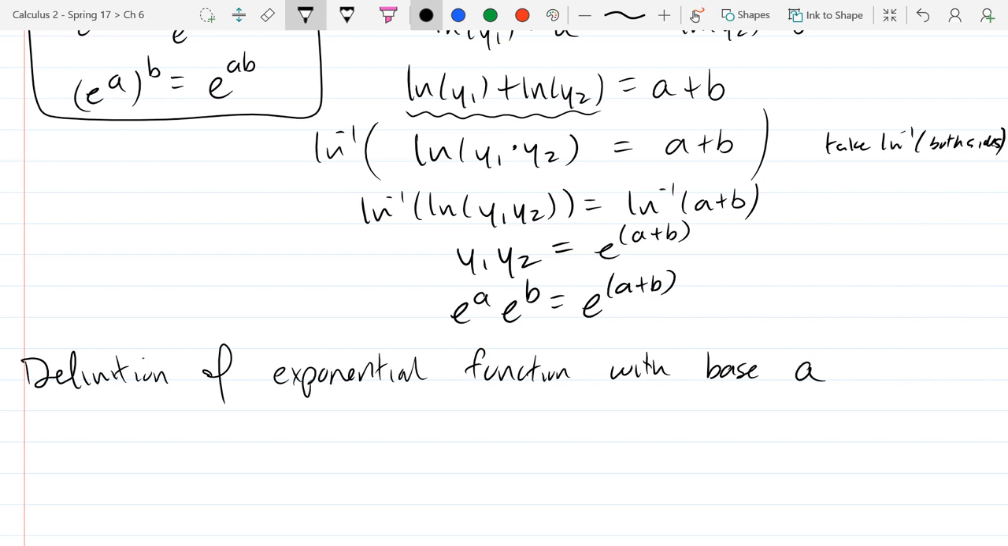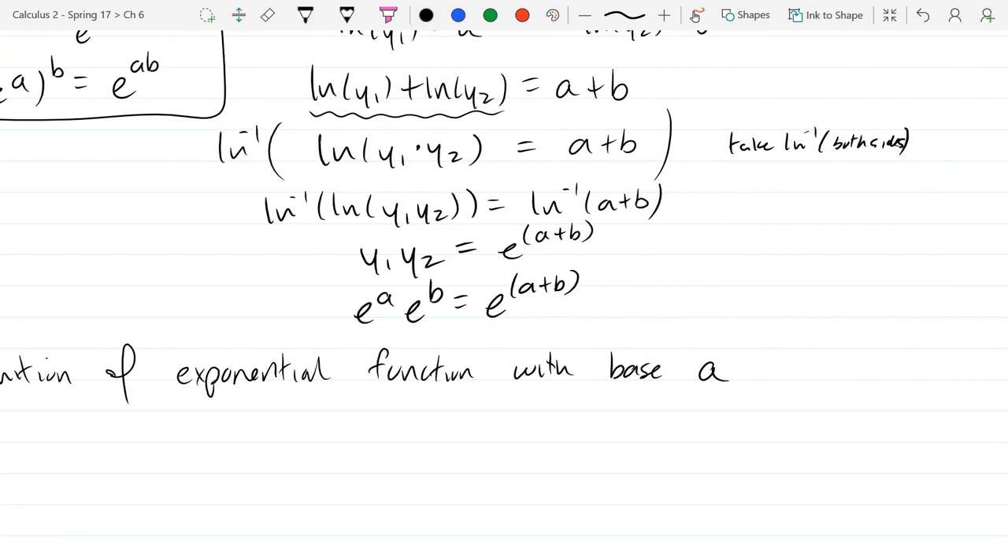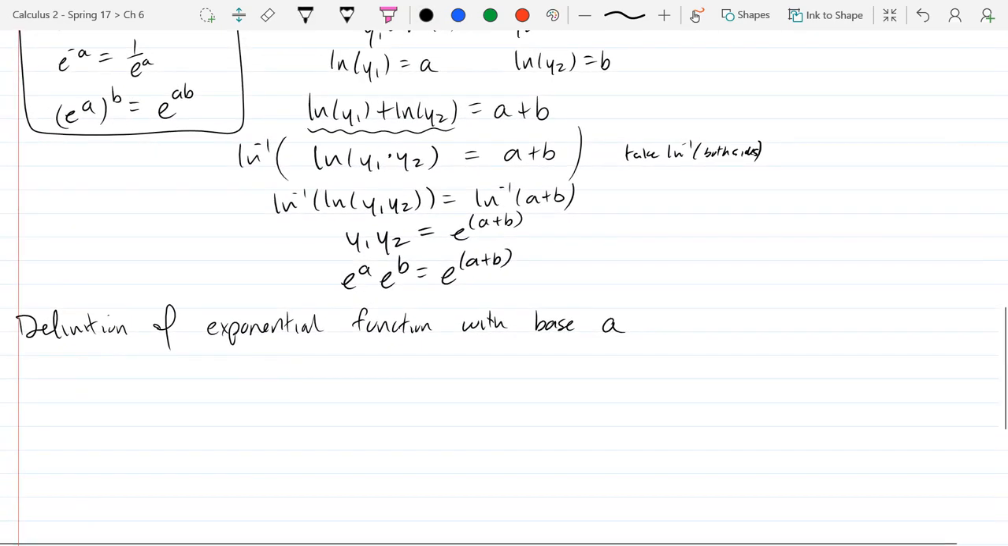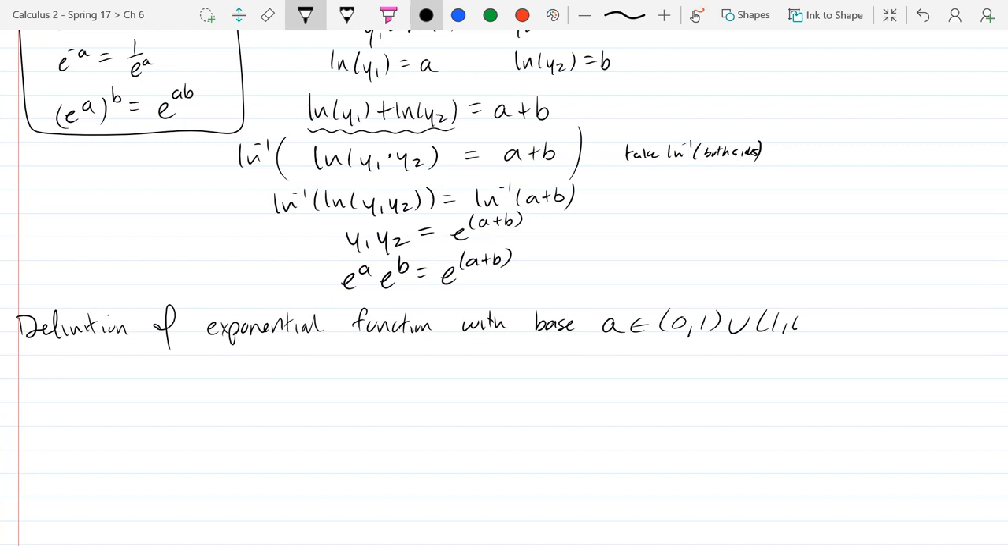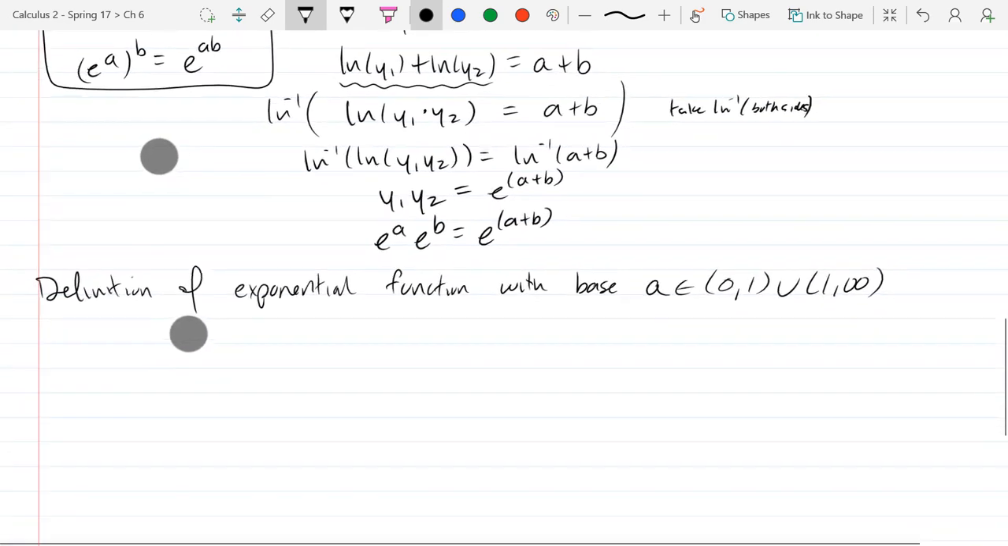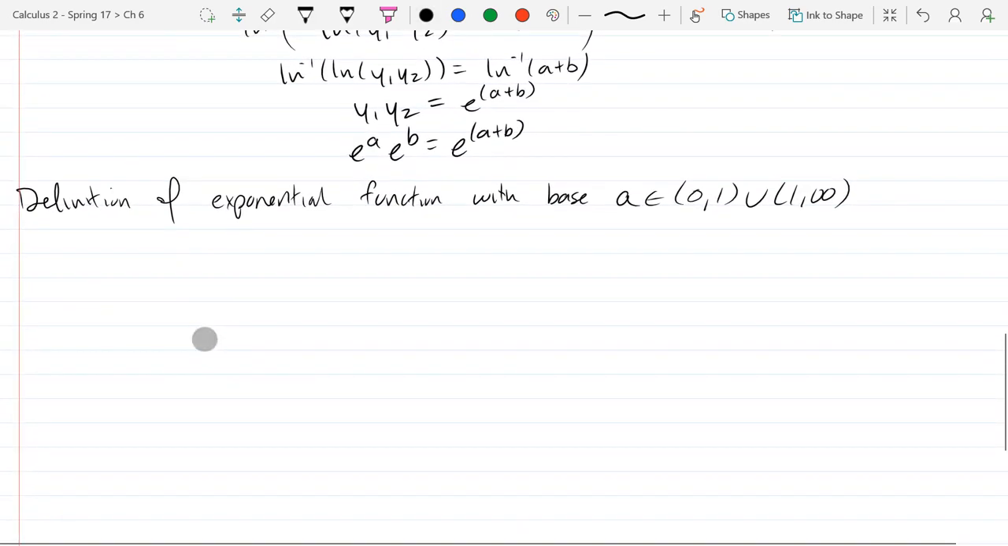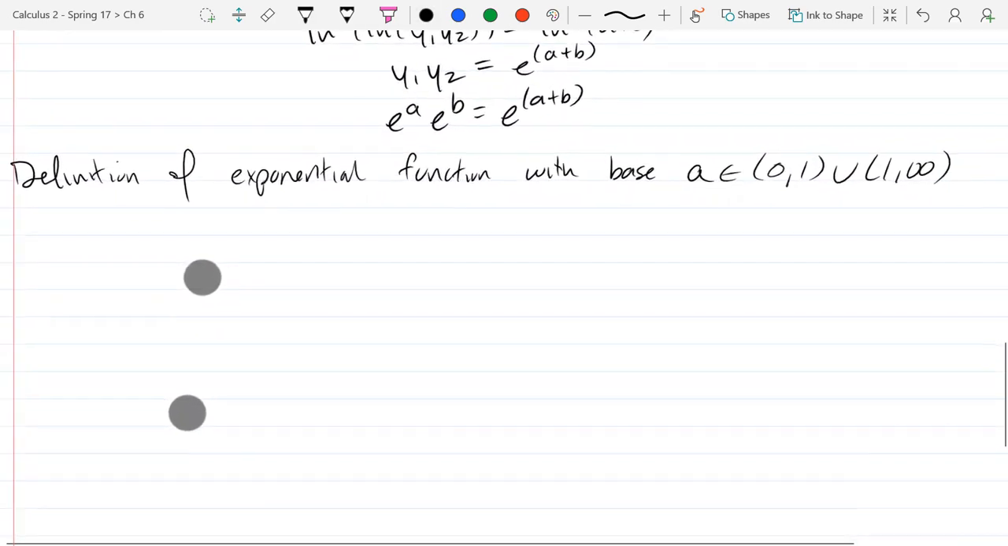So this is going to be with base a. We need a to be a nice base. If we write in interval notation, nice bases are either between 0 and 1 or 1 and infinity. A base of 1 is not good for a few reasons. We'll look at that in a minute, but for now, this is where good bases are.